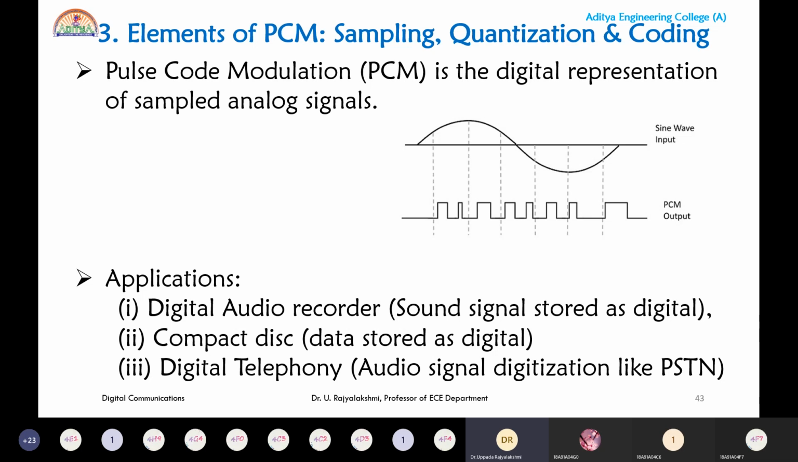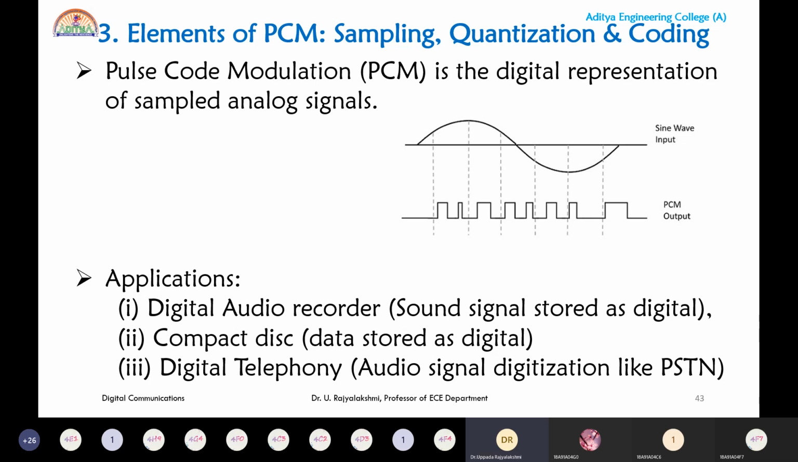So what is PCM? PCM is a digital representation of sampled analog signals. The input is a message signal, which is analog in nature, and the PCM output will be a code sequence. This is the first point in this slide. Next, let us see the applications. What are the applications of PCM? Do you feel that PCM is used anywhere? Yes. Here are some of the applications.